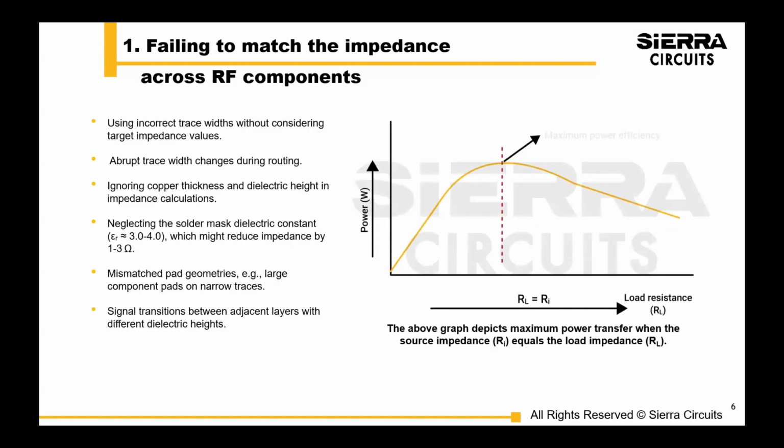So impedance mismatches are often caused by poor layout decisions. If you look at a few factors that can introduce discontinuities in the signal path: using incorrect trace widths without considering target impedance values, abrupt trace width changes during routing, ignoring copper thicknesses and dielectric heights in impedance calculations.